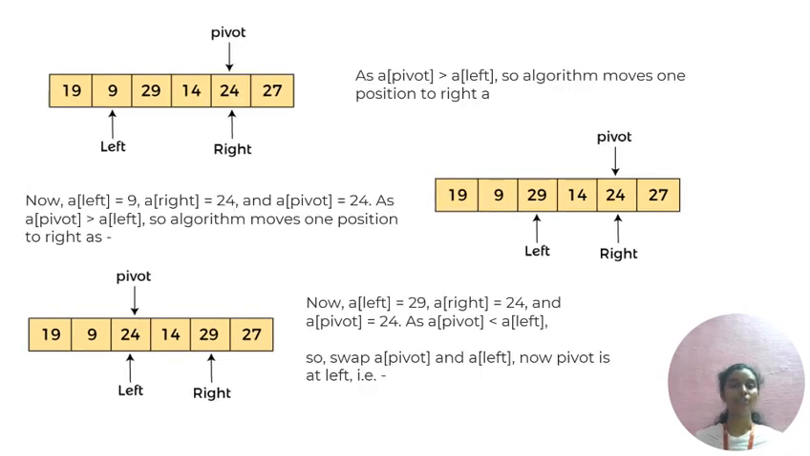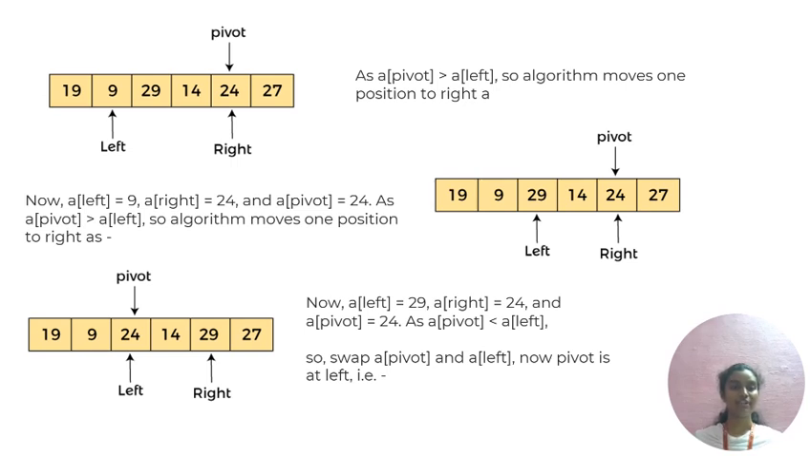As A of pivot is greater than A of left, the algorithm moves one position to the right. As the pivot element is greater than the left value, the algorithm moves one step forward.